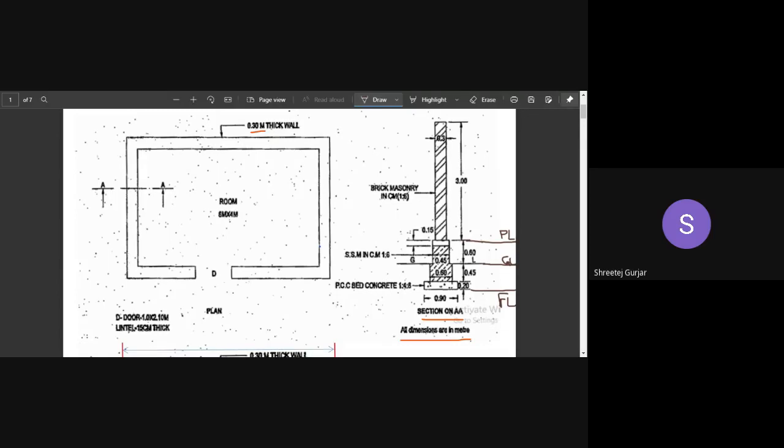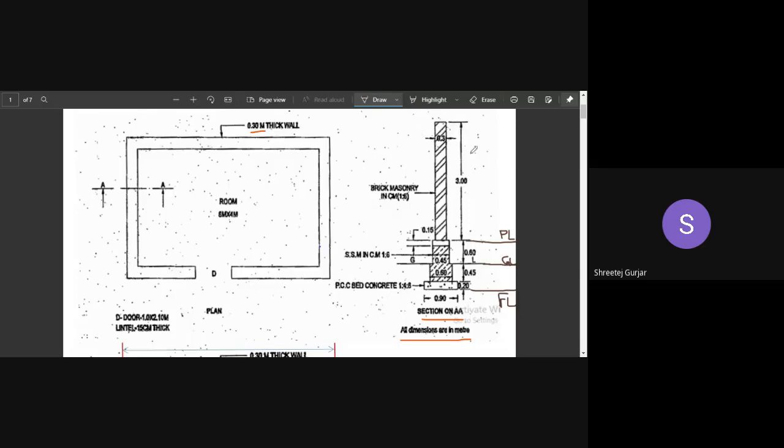This is your wall, coming from top to bottom. We will start from the top. This is your wall here at this section. If you cut and watch, this is the section of your wall. They have mentioned it is 0.3 mm thick. You can observe they have mentioned 0.3 mm thick.